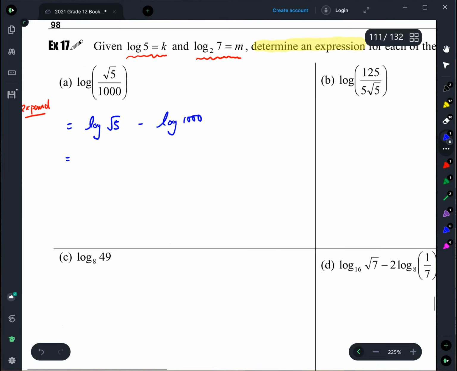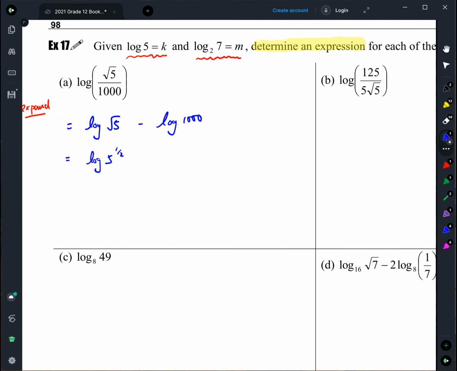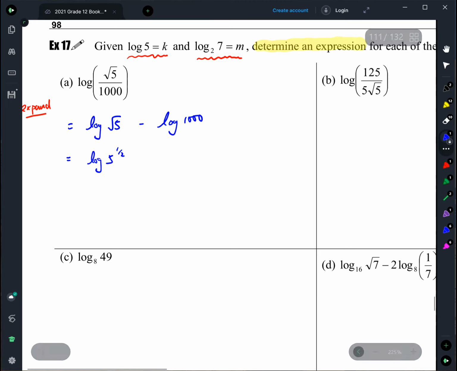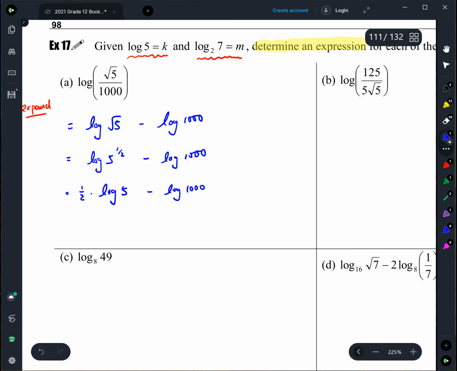So how do we do the same thing for this one here? You write 5 as 5 to the 1/2. And then do 1/2 times what? Log 5. Yes, very good. You can always do that for any kind of root: write it as an exponent. I'm just copying the log 1000, nothing happened there.